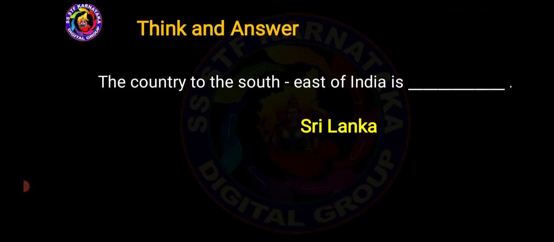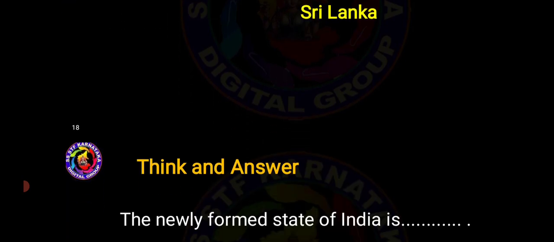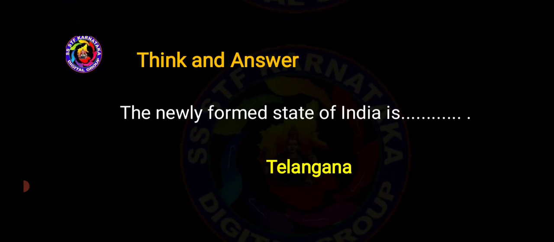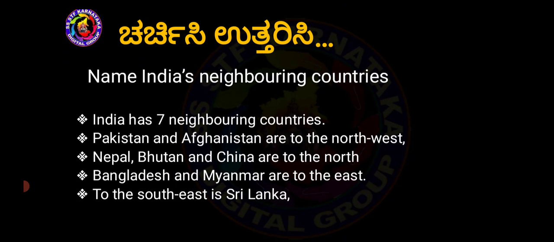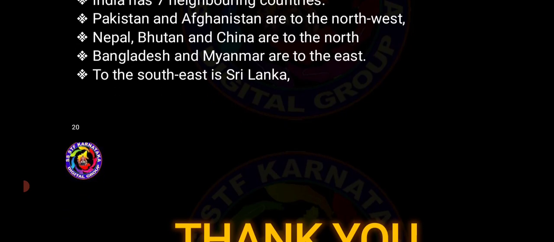Which is the country towards the southeast of India? Sri Lanka. Which is a newly formed state, children? Telangana. So which are the neighboring countries? India has 7 neighboring countries: Pakistan and Afghanistan to the northwest, Nepal, Bhutan, and China to the north, Bangladesh and Myanmar to the east, and to the southeast is Sri Lanka.